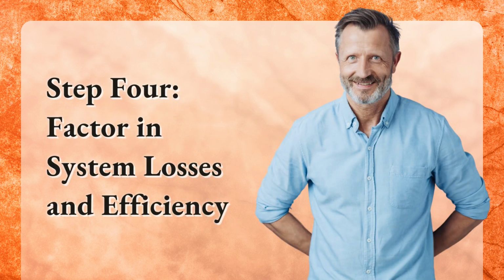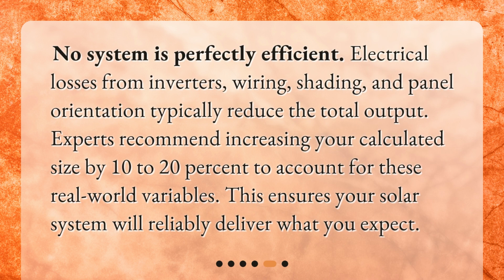Step 4. Factor in system losses and efficiency. No system is perfectly efficient. Electrical losses from inverters, wiring, shading, and panel orientation typically reduce the total output. Experts recommend increasing your calculated size by 10 to 20% to account for these real-world variables. This ensures your solar system will reliably deliver what you expect.